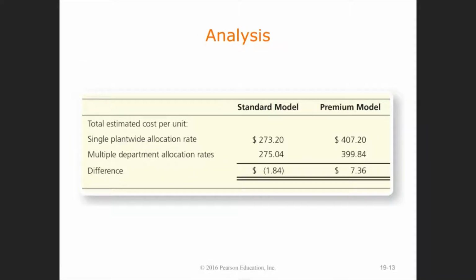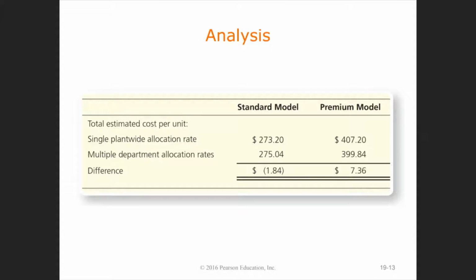And then here we have our analysis. For our analysis, we've got our standard model and our premium model. For the standard model, we've got $273.20. And the multiple department allocation rate is $275.04. And so we're going to subtract that from the 273, which is our allocation rate for the single plant-wide, and that's going to give us that negative 184.